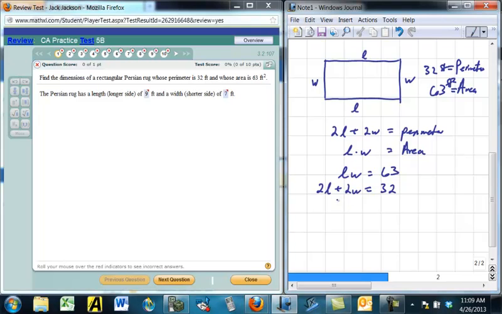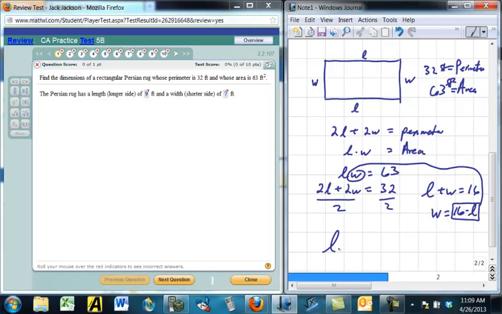Let me start with the perimeter equation and divide both sides by 2 and get that down to length plus width equals 16. And let's solve for width in terms of length. So we'll say the width is 16 minus the length. Now I can put that in place of W in the other equation. So length times 16 minus the length has to be 63.